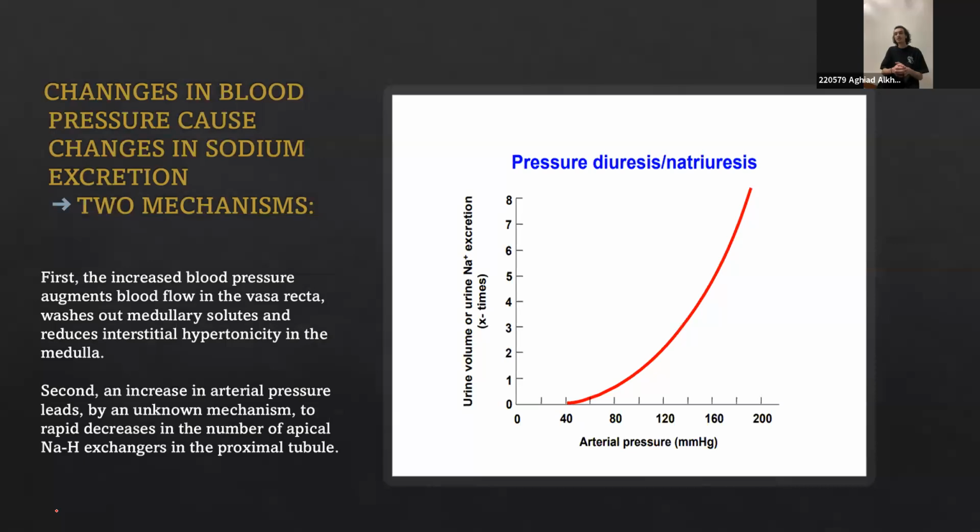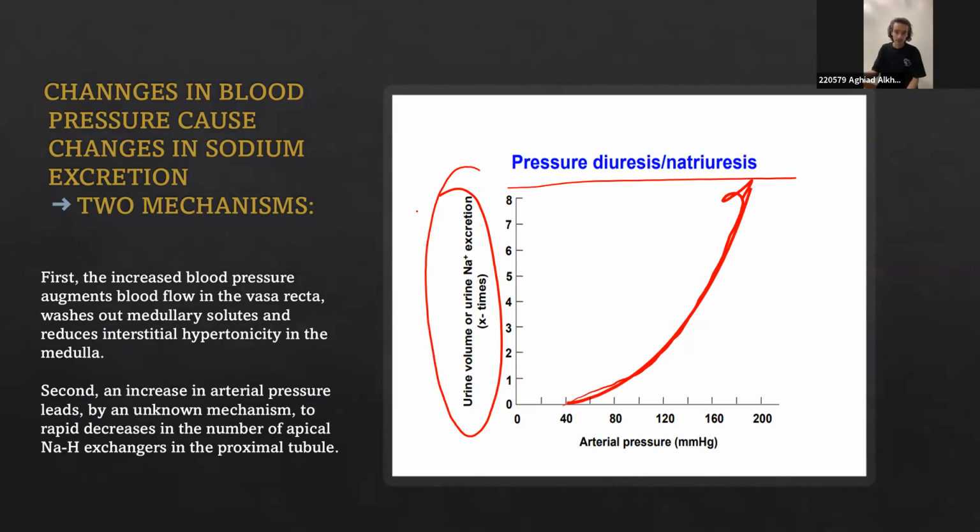All right. When there's too little hypertonicity, the water doesn't move towards that. Okay. So now we can get rid of the water, or absorb the water if we improve the hypertonicity. Okay. And then second, an increase in arterial pressure leads by an unknown mechanism. We still don't know yet, but for some reason, it rapidly decreases the number of apical sodium hydrogen exchangers in the proximal tubule. Okay, again here for pressure diuresis/natriuresis. Okay, so the more pressure there is, the more the blood volume and Na excretion.